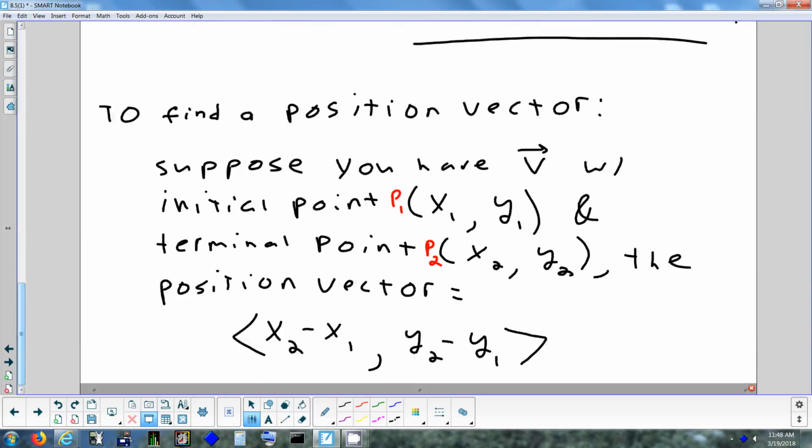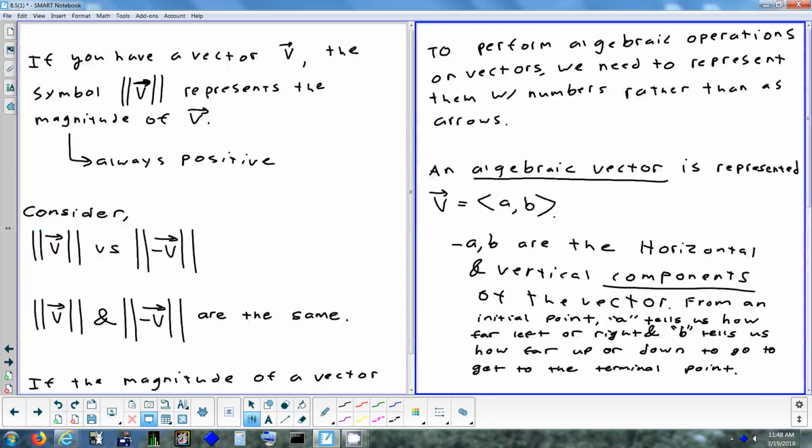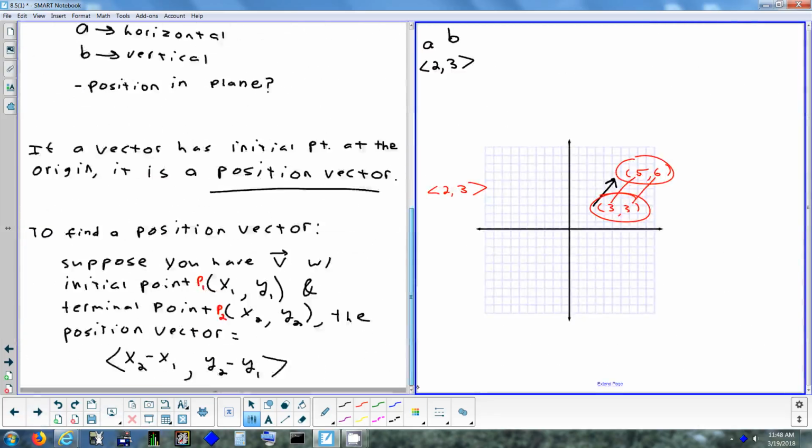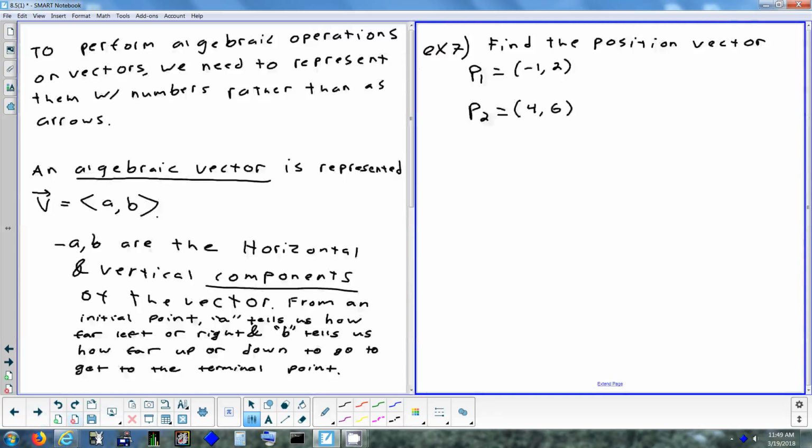Okay, so we'll finish up. I'll give you one more example. I'll give you 2 coordinates, and I'll just ask you what is the position vector. Make sure when you write your answer as a vector, do not put parentheses. Parentheses are coordinates. Okay? Vectors are not coordinates.